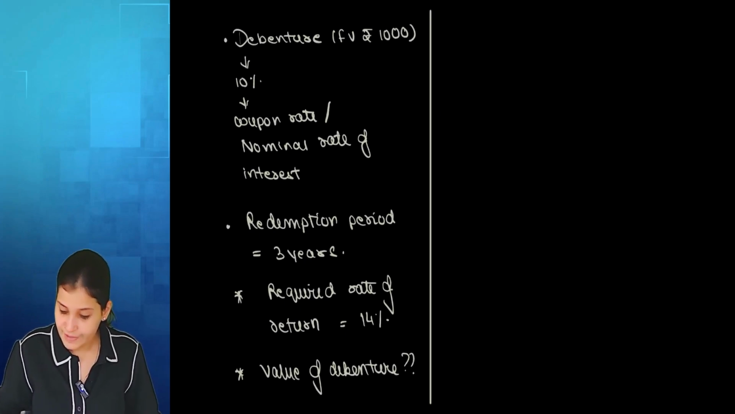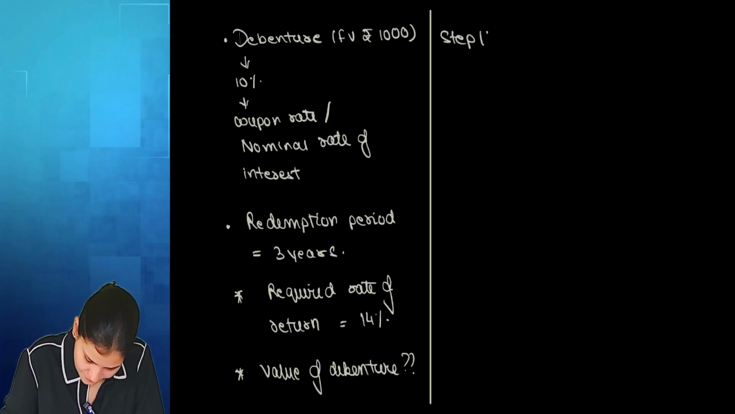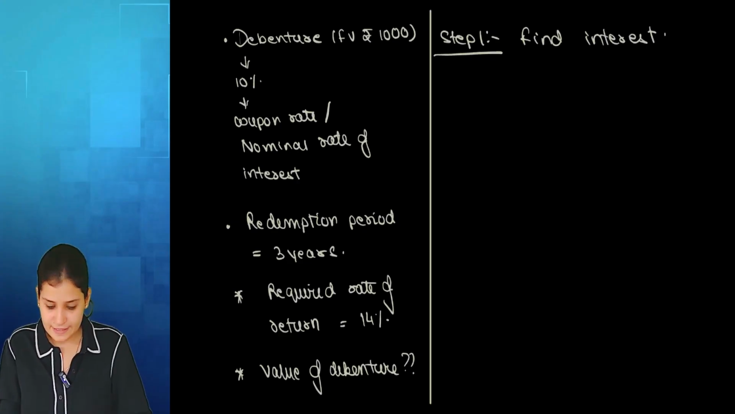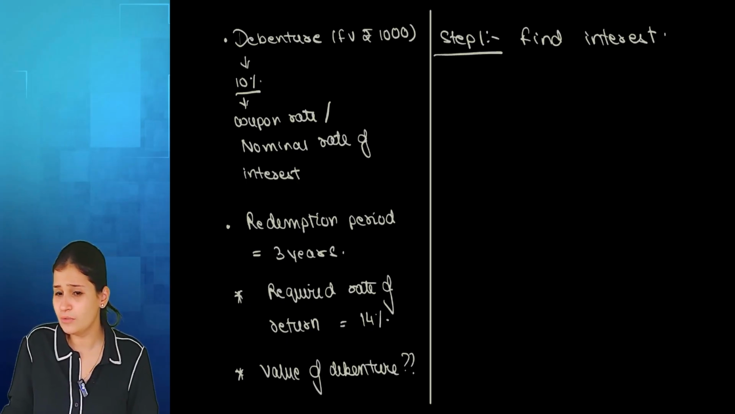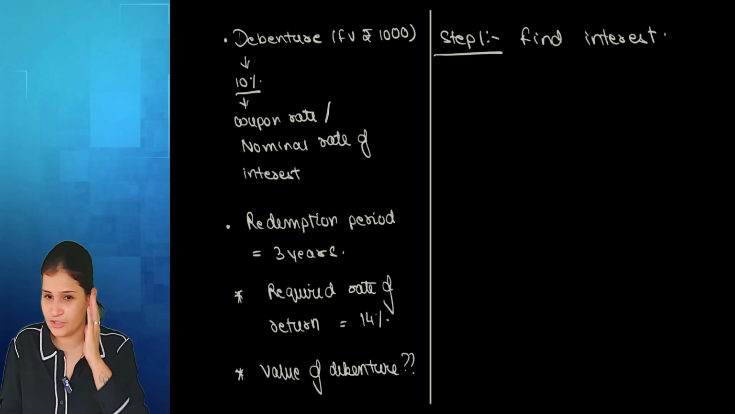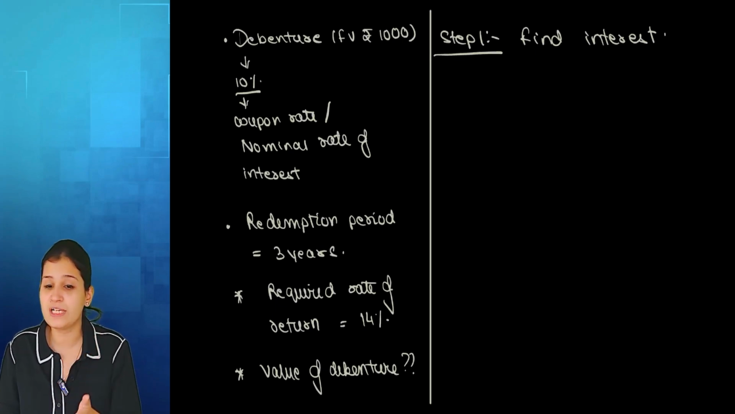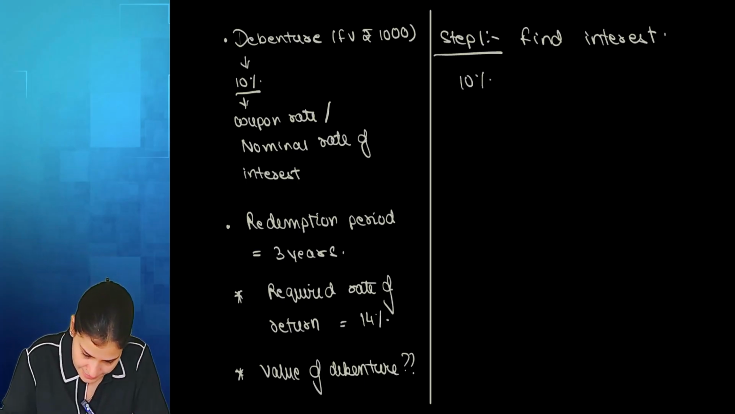So what do we do in this case? It's there in your example if I'm not wrong. Step 1: we find the interest. Interest is 10% of the loan amount. What is the loan amount? 1000. Since I haven't mentioned the number of debentures, I'm assuming there is only one debenture involved, which has a face value of 1000. So my loan amount is 1000, and interest is calculated on the loan amount. 10% of 1000 is 100 rupees.